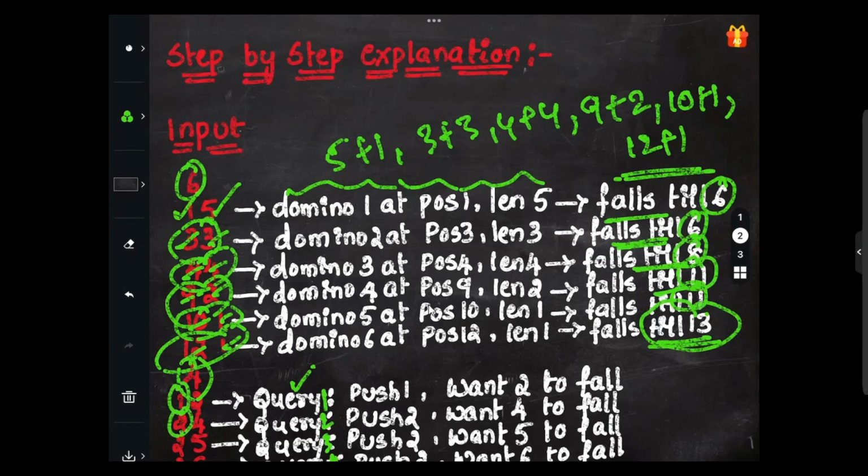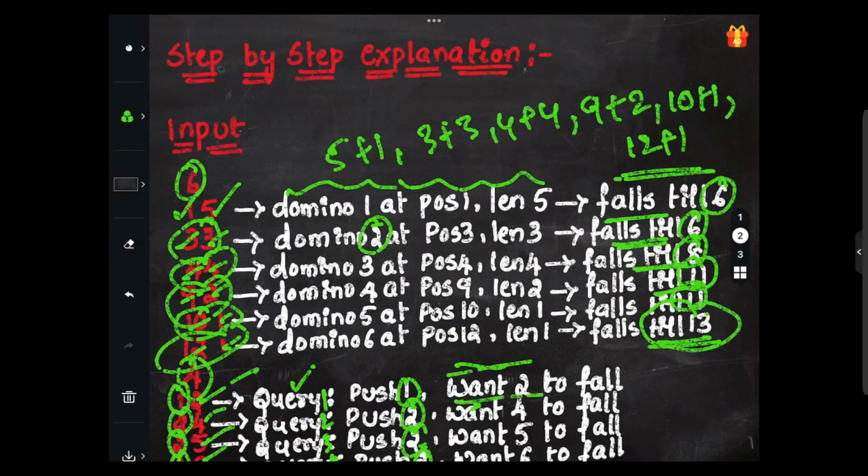We are pushing 2, pushing 2 again. So we are pushing the second domino thrice: push 2, push 2, push 2. We are pushing 1 first, wanting 2 to fall, because on the right side we have the value 2. On the right side we have 4; we want 4 to fall, we want 5 to fall, we want 6 to fall. So we are pushing 1, wanting 2 to fall.